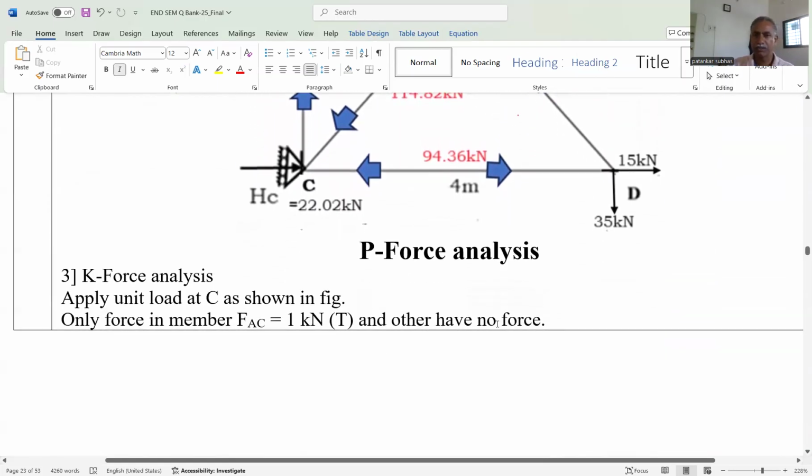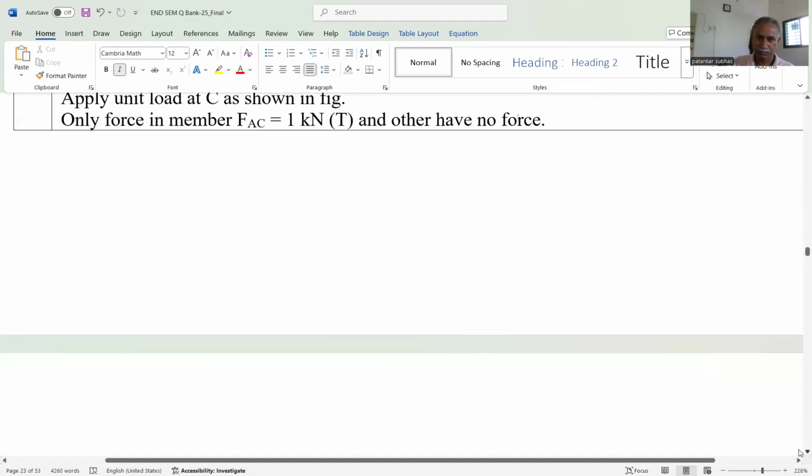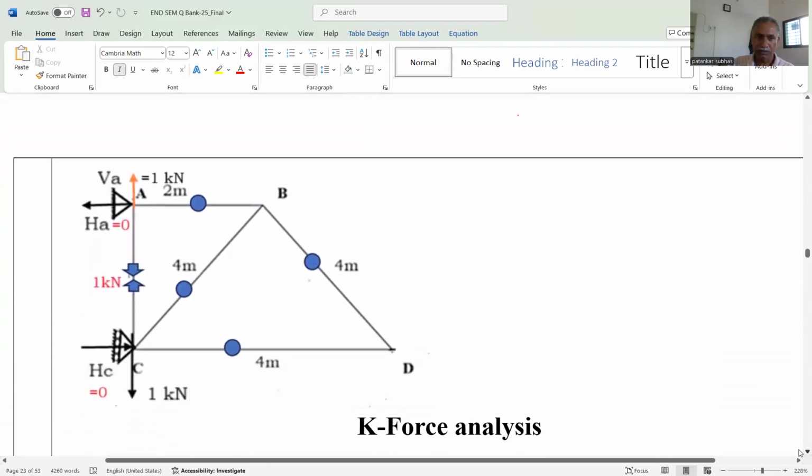Now in K force analysis, we want the vertical deflection, and that's why, after removing all these external forces, we apply the 1 kilonewton force in the vertical direction at D. If we require the deflection in horizontal direction, in that case we can apply the unit load in the horizontal direction. But in this problem we want the vertical deflection. That's why after removing these two forces, we have applied the 1 kilonewton unit load.